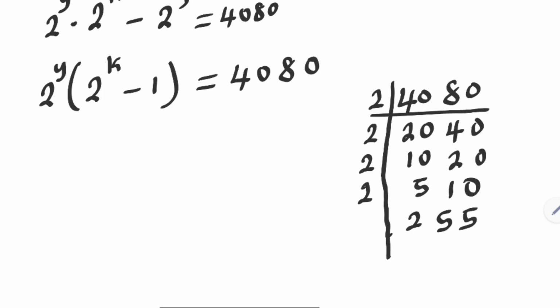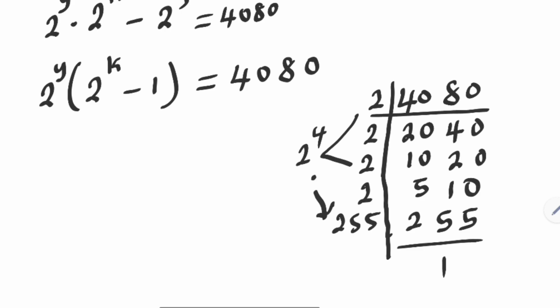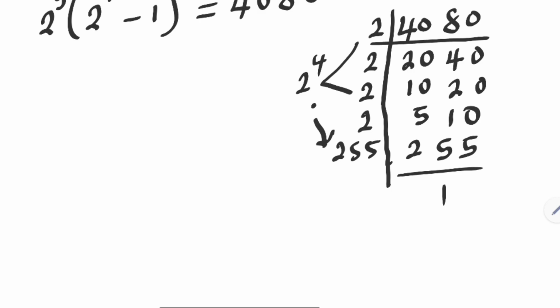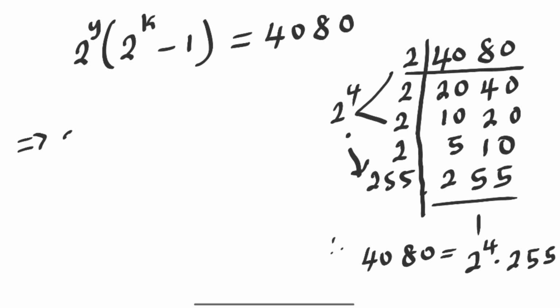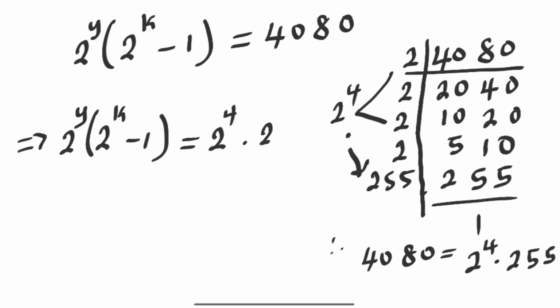Then let's see. This is 255. Here is 1, 2, 3, 4. 2 raised to power 4 multiplied by 255. Therefore, 4080 is equal to 2 raised to power 4 multiplied by 255. This can be written as 2 raised to power y bracket 2 raised to power k minus 1 is equal to 4080, which can be written as 2 raised to power 4 multiplied by 255.